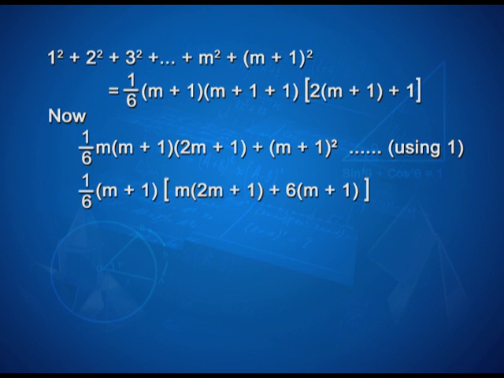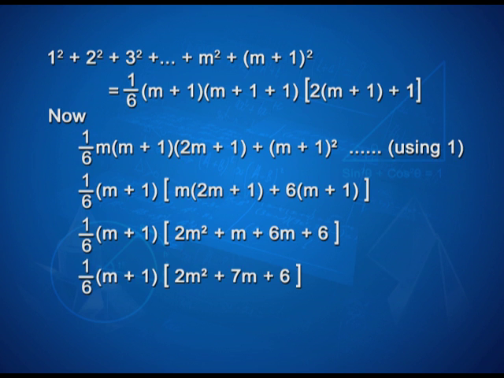Taking 1 upon 6 into m plus 1 outside the brackets, we can simplify it as m into 2m plus 1 plus 6 into m plus 1. This again can be written as 1 upon 6 m plus 1 into 2m square plus m plus 6m plus 6. On simplification, we get 1 upon 6 m plus 1 into 2m square plus 7m plus 6. See, we have got a quadratic polynomial here, which can be factorized using splitting of the middle term.